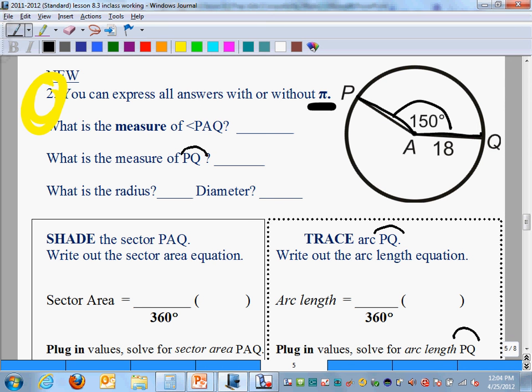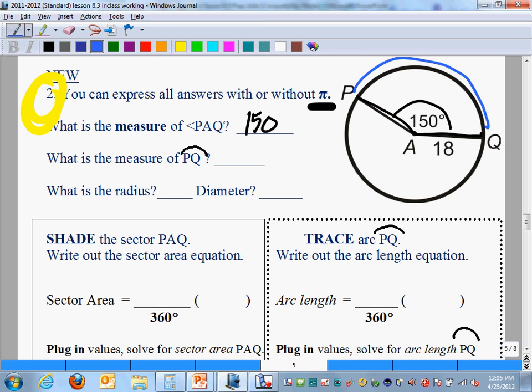All right, Whitney, what's the measure of that angle, ma'am? 150. Thank you, 150. Pay attention, I'm going to be calling on people, so do not say answers out loud. Listen for your name. Now, I'd like you to trace arc PQ, please.